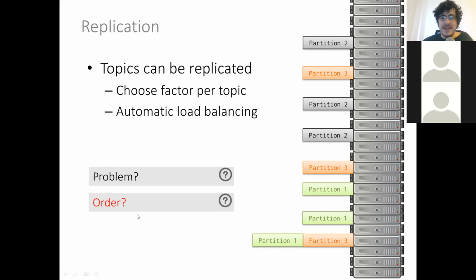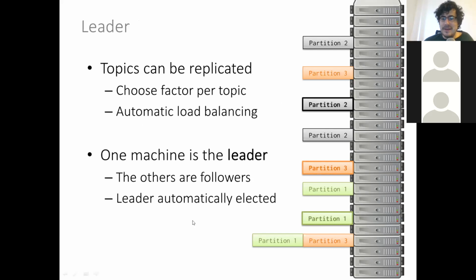So how do we do this? Well, we've actually seen similar-ish problems before in the context of distributed file systems and so forth. The idea is to elect a leader. So one of these partitions will be chosen as the leader for this partition, okay? The other partitions are then followers. So this partition here is a follower of this partition, and we have a leader as well for partition 1 and for partition 3.